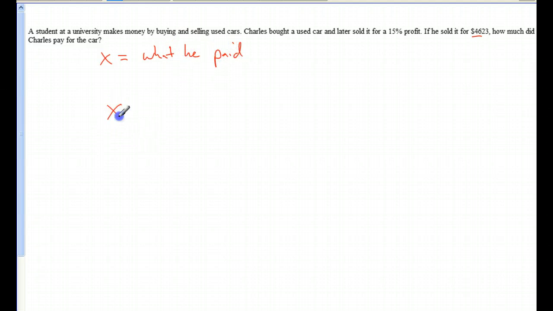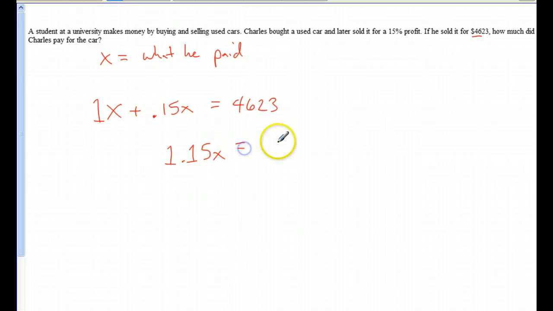So if we take X and add to X 15% of what he bought it for, then we get what he sold it for, because he made that profit. So it has a very similar look to the raise problem. And remember, raise went up, so we're adding 2% in that problem, 15% here. Profit means it went up. 1x plus 0.15x is 1.15x, and that's what is equal to 4623.